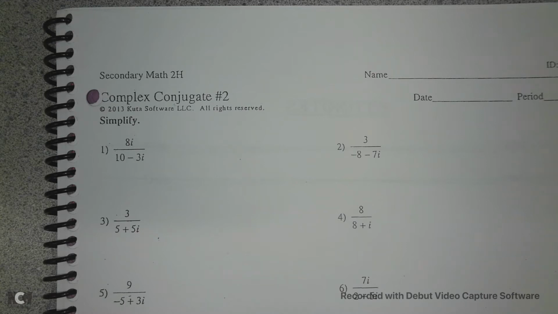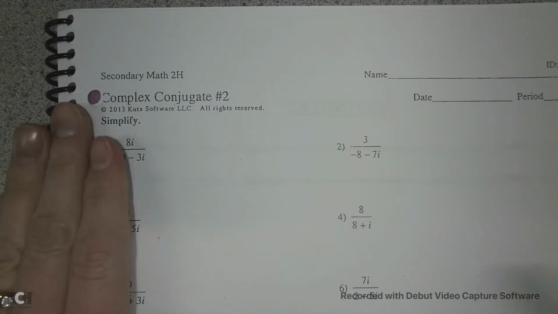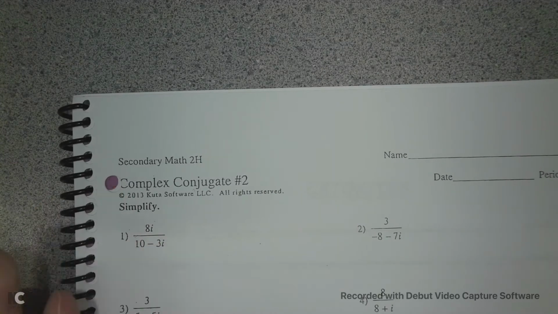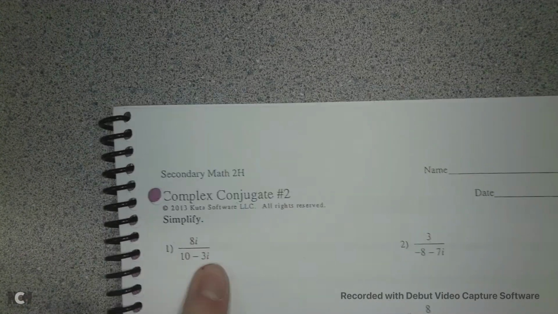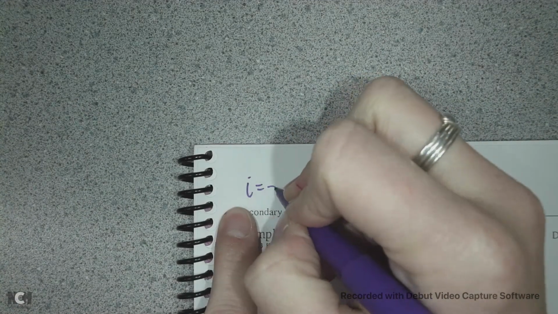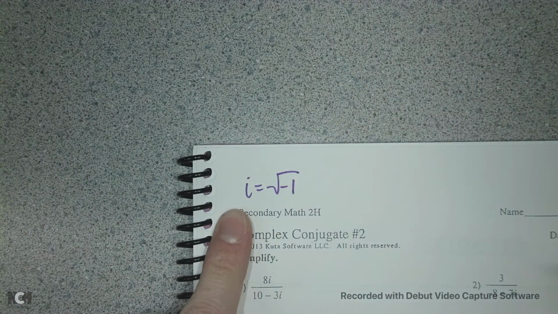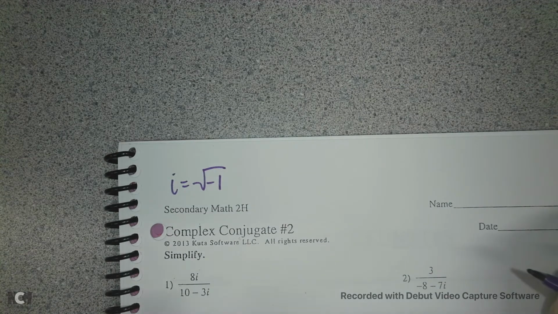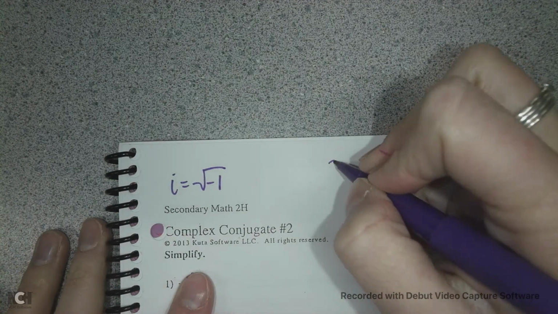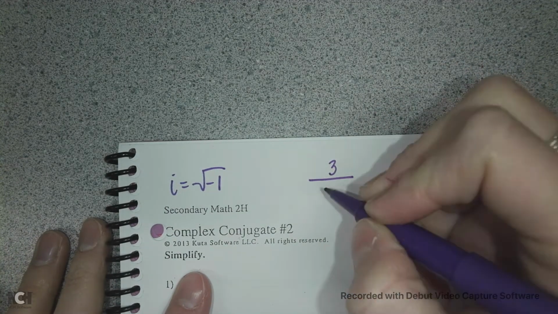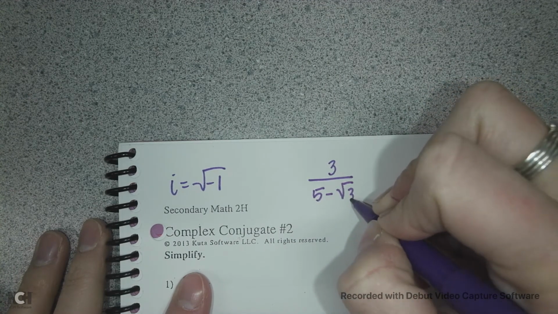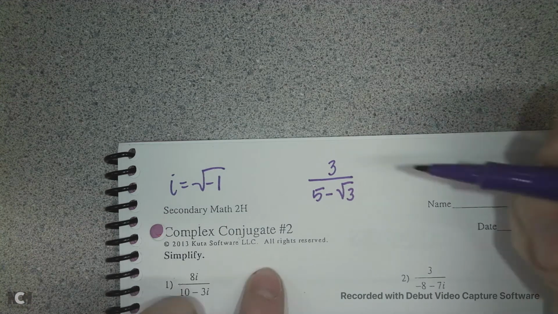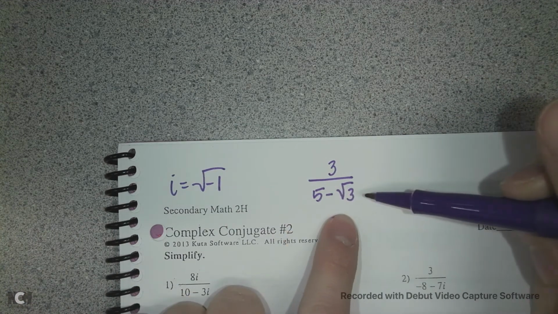Alright guys, today we are doing complex conjugates number 2. Let's compare this to radicals, because i is the same thing as the square root of -1, which is a radical. So if I had a problem that said 3 over 5 minus root 3, I cannot leave this.